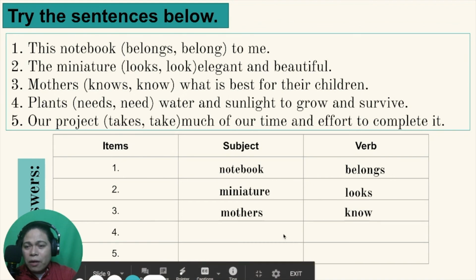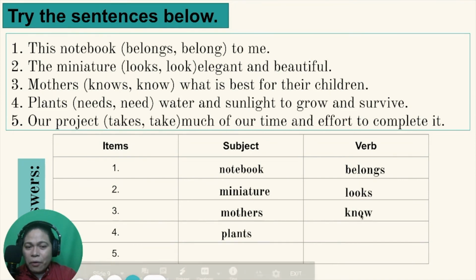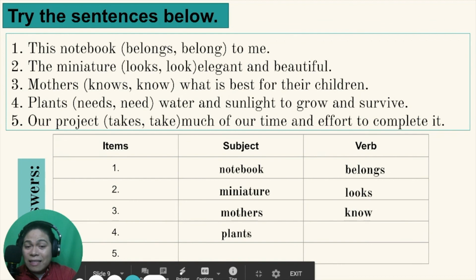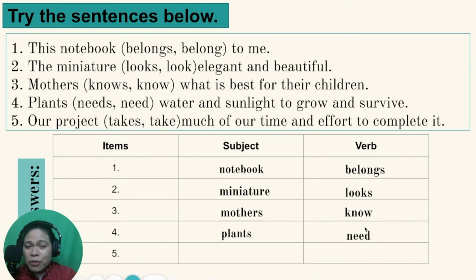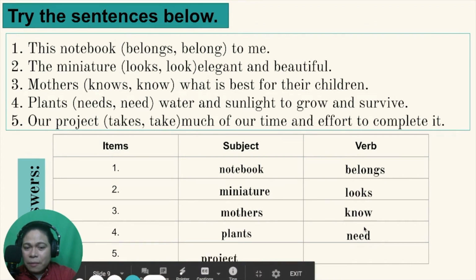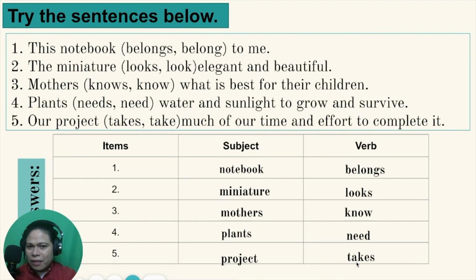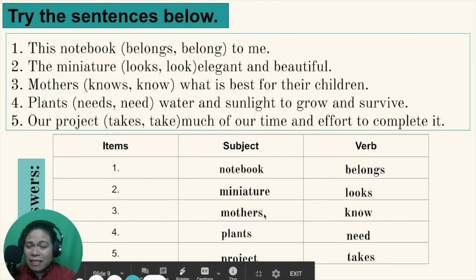Okay, what about number 4? We have plants as our subject. Therefore, there is an S there. Therefore, our verb should have no S. And number 5, project is the subject. There is no S. Therefore, the verb has S in it. So did you get the difference of the two? It's just the opposite of it. So if the subject has no S, the verb has. On the other hand, if the subject has S, the verb has no S.